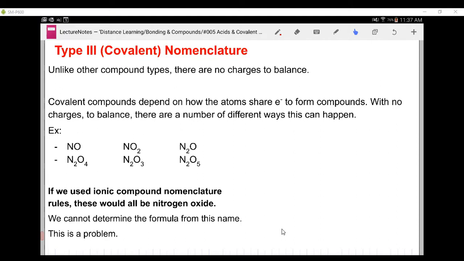If we applied the rules from ionic compounds to this, we would just say nitrogen oxide because we changed the last one to end in IDE. However, we can't just call it nitrogen oxide because there are 6 different options for that. All 6 of those have different properties. They behave differently. Some of them would kill you. Some of them are used as anesthesia. Right? This is a problem. So we need to have a way to differentiate which compound is which.